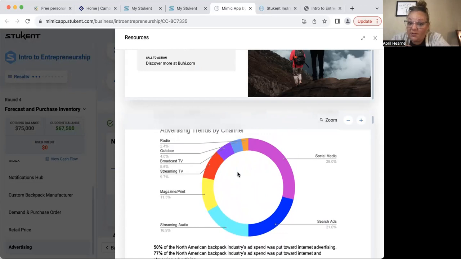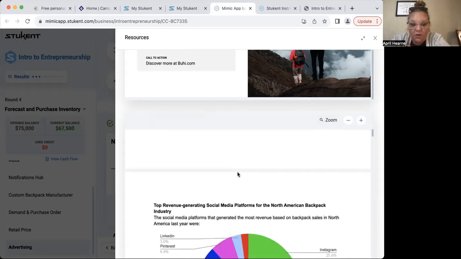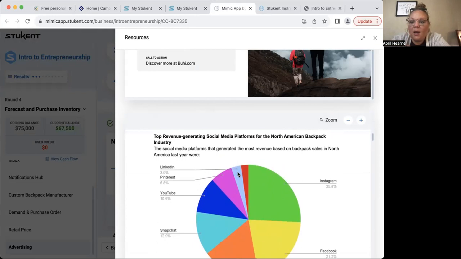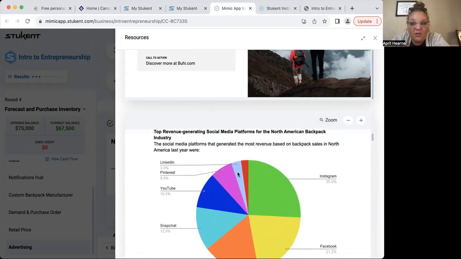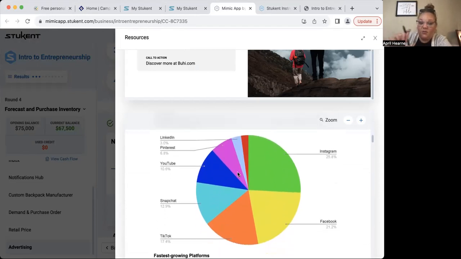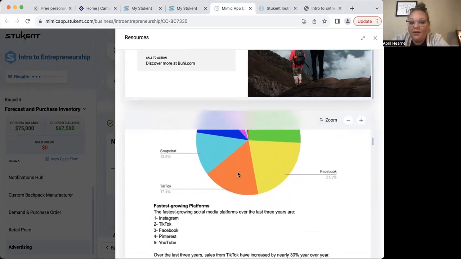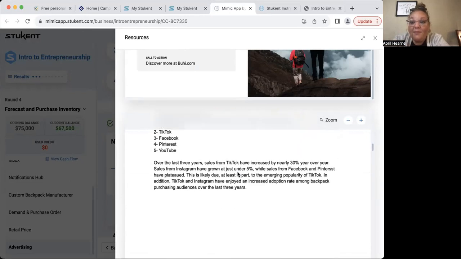So make sure you're pulling up the resources. You will see advertising trends by channel. You will see top revenue generating social platforms. So you'll see that here, and it says Instagram, Facebook, TikTok, Snapchat, YouTube are top 5. And then you keep reading. Pay attention here. It says over the last 3 years, sales from TikTok have increased by nearly 30%. Sales from Instagram have grown just under 5%, while sales from Facebook and Pinterest have plateaued. It's likely due, at least in part, to the emerging popularity of TikTok. In addition, TikTok and Instagram have enjoyed an increased adoption rate among backpack purchasers in the last 3 years.